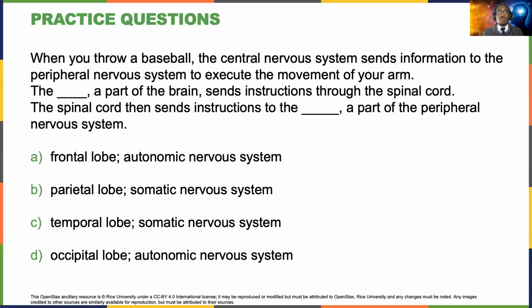So the answer here would be B, the parietal lobe. That lobe of the brain sends instructions through the spinal cord, and the spinal cord sends that information to the somatic nervous system, which was one of the divisions of the nervous system.